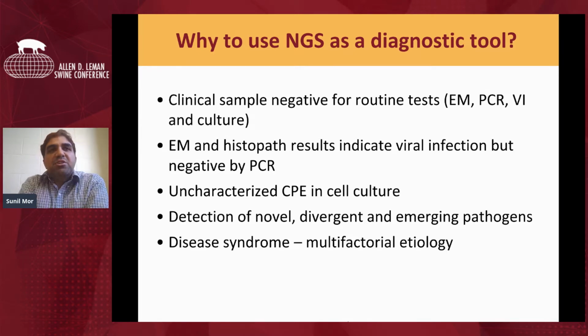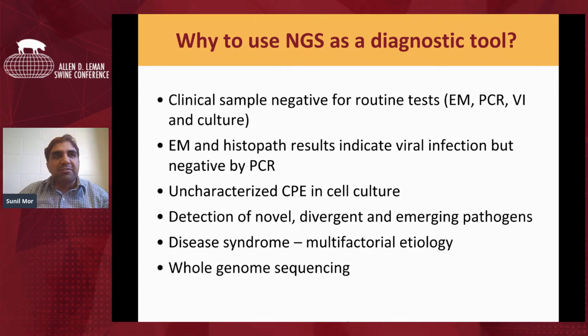And in disease syndromes like respiratory syndromes or enteric syndromes, where we have multiple factors involved in the disease, NGS helps to look at the totality of the pathogens, viruses and bacteria present, instead of doing individual or single PCRs for 5, 10, 15 pathogens. And whole-genome sequencing can tell if the virus or the bacteria is related to a vaccine strain or different from the strain, or is related to a previous outbreak or different. So in all these cases, next-gen sequencing is very helpful.